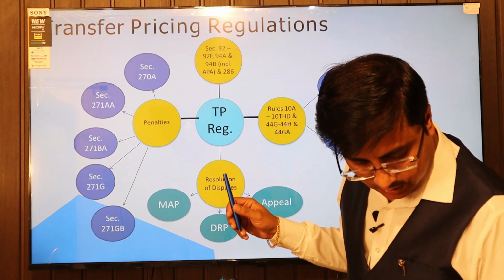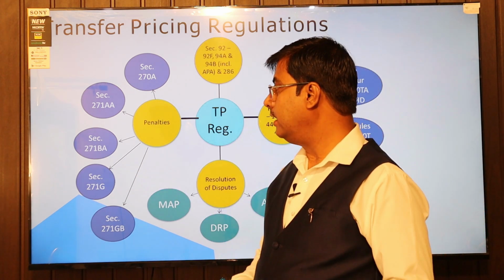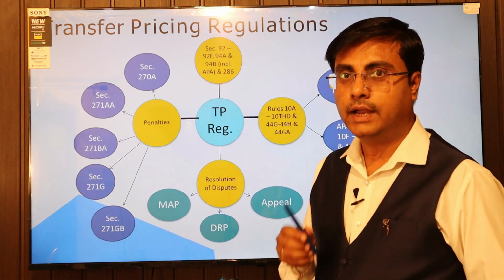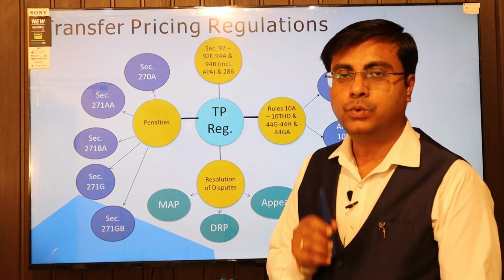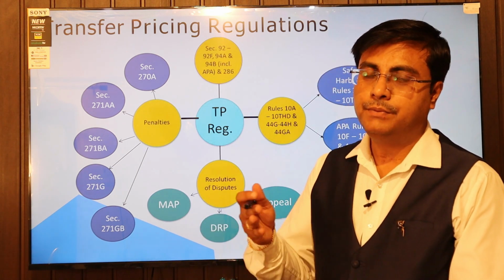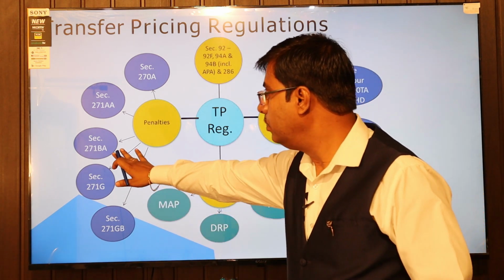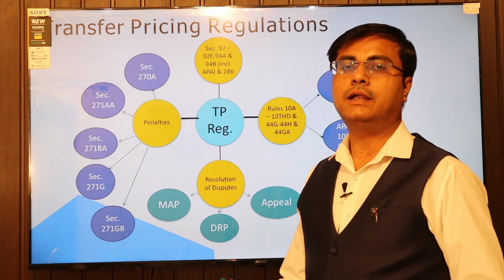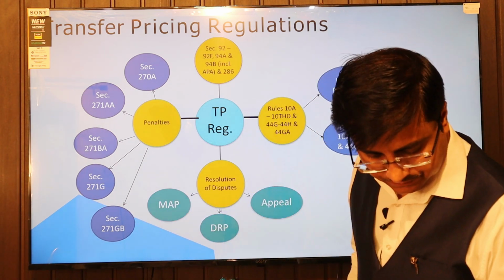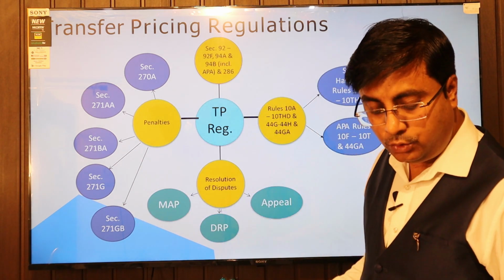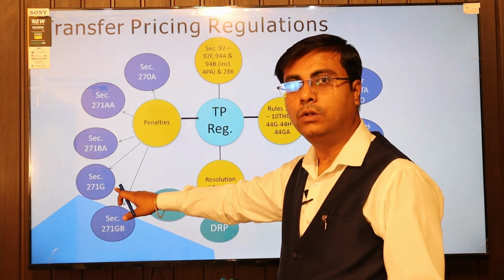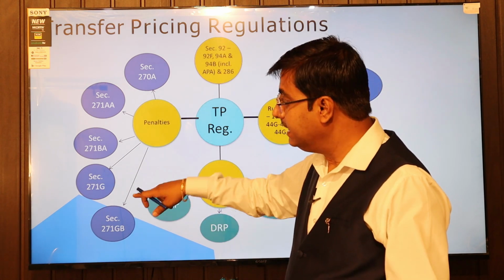Section 271BA is in respect of furnishing of report. Section 92E requires you to file Form 3CEB with the Income Tax Department before 30th October. If you don't file, a 1 lakh penalty is levied under section 271BA. Section 271G is in respect of failure to maintain documents. Right, for failure to maintain documents, this penalty is also 2% of the international amount.